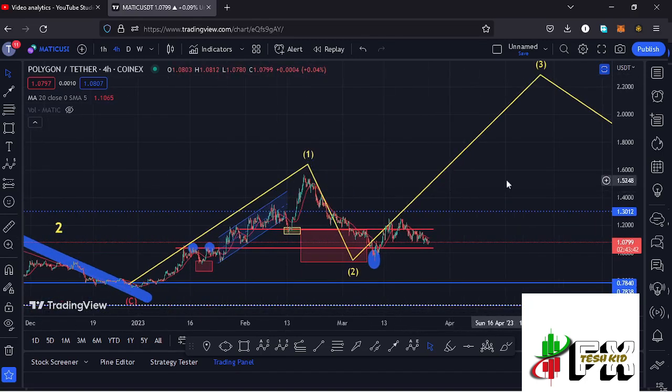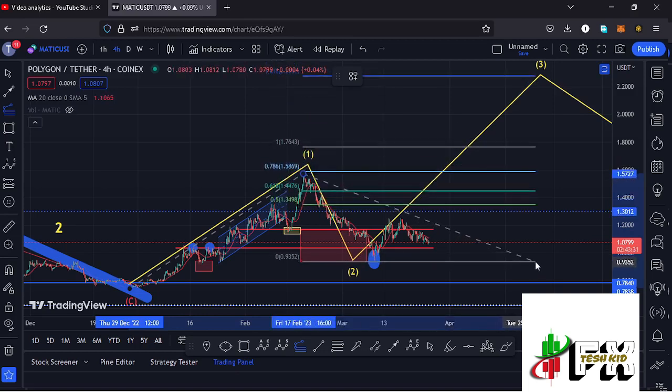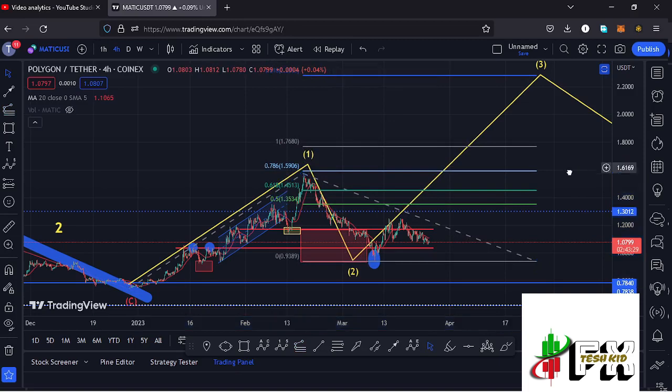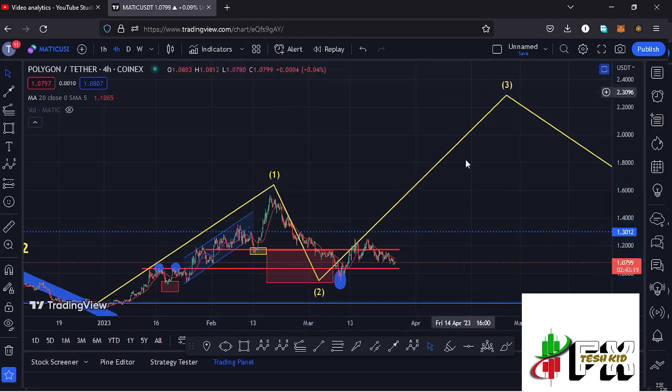Allow me to first sketch out a target area to the upper side in the formation of that wave 3 by connecting the trend-based Fibonacci from the low of the first wave to the high of that wave 1, then dragging the fibs to the low of the second wave, and that now gives me a minimum target area to the upper side in the formation of that wave 3 at the fib level 1.618, and that is at around the $2.2803 mark, and that is the minimum that I'm expecting that wave 3 to the upper side to do.